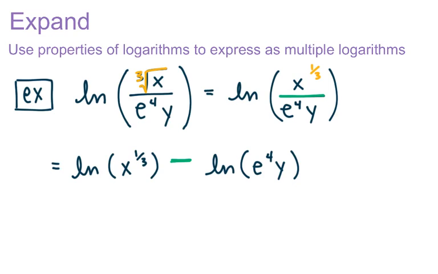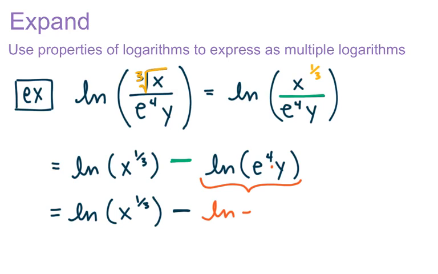So we want to continue this process. And looking at this second logarithm, I can see I still have a product inside. So a product rule says that I can write this as the sum of two logarithms with each factor as the argument. So I'm going to leave my first term, x to the 1/3, minus, and what I end up with here is the natural log of e to the fourth plus the natural log of y.